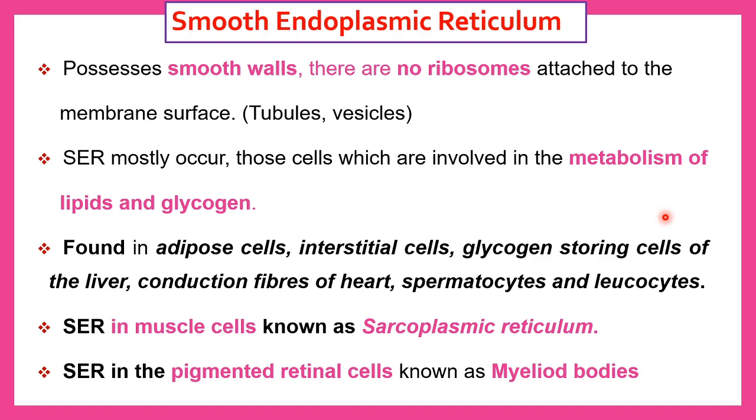The smooth endoplasmic reticulum present in muscle is called sarcoplasmic reticulum. The smooth endoplasmic reticulum present in the retinal pigment cells of the eye is called myeloid bodies, whereas the smooth endoplasmic reticulum granules present in nerve neurons are called Nissl granules.